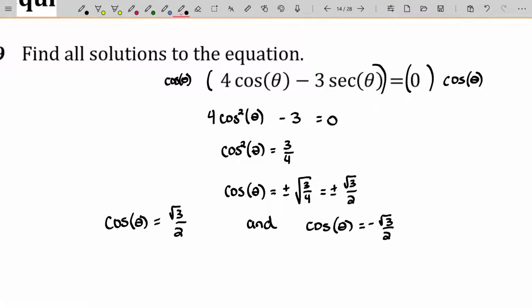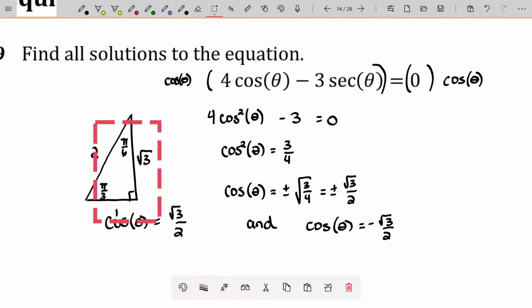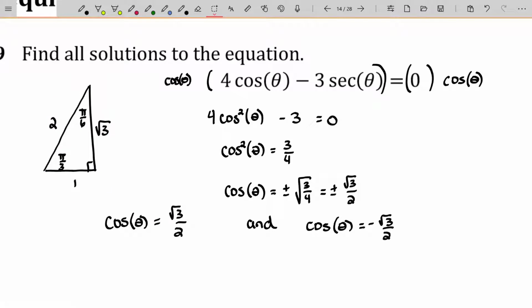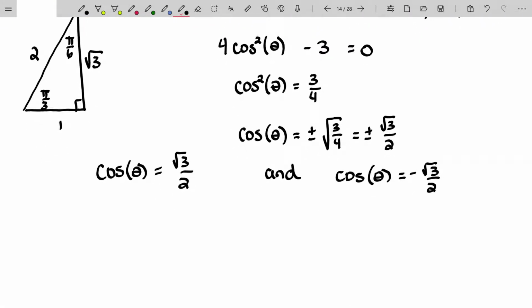Luckily, we have our triangle here. We were asked to find all solutions, and I'm going to do it in radians. The cosine of what angle is root 3 over 2? That's pi over 6. Cosine of pi over 6 is root 3 over 2. Adjacent to pi over 6 is root 3, hypotenuse is 2. So I know in both cases, my reference angle is pi over 6.